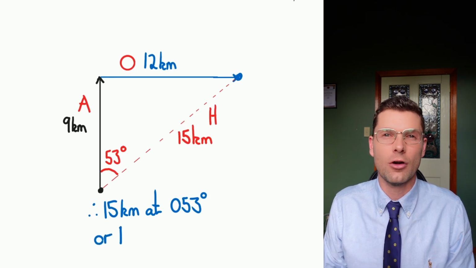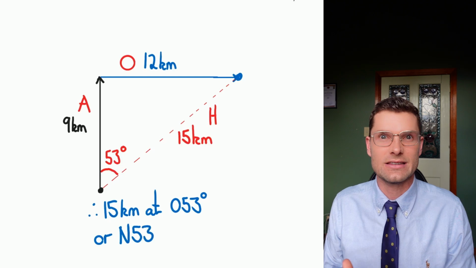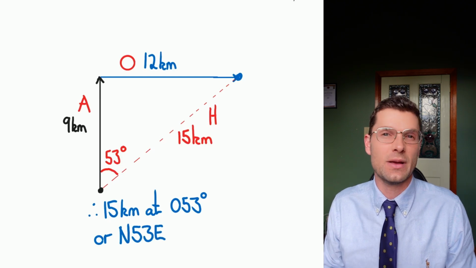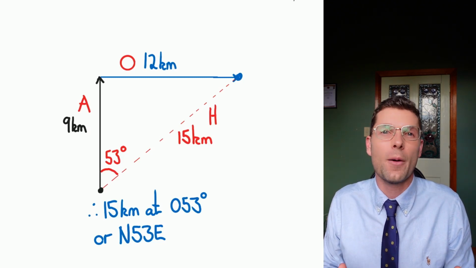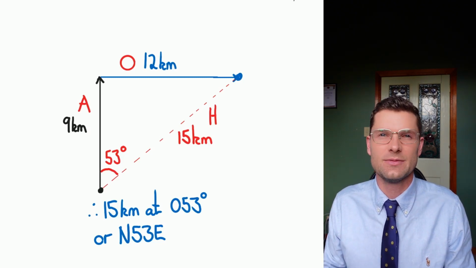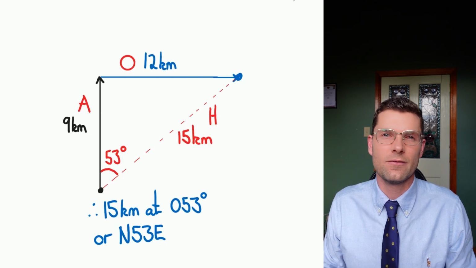The other way that you could write it is north 53 degrees east, and either one of these would be accepted. So now I've got how far, my 15 kilometers, and I've got my angle, my direction. I've got both components that make up displacement. So I've found my overall displacement for this question.